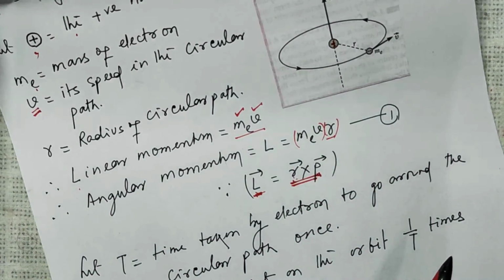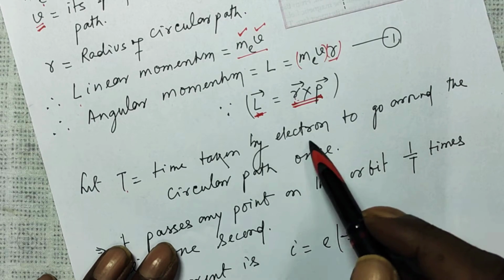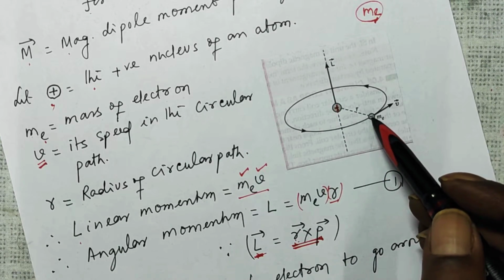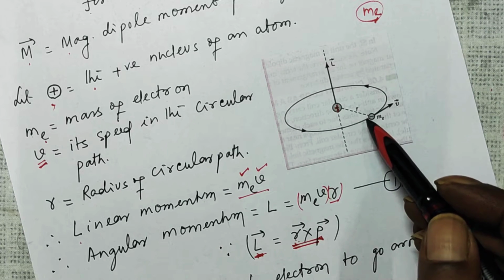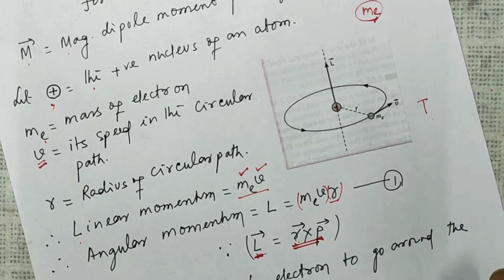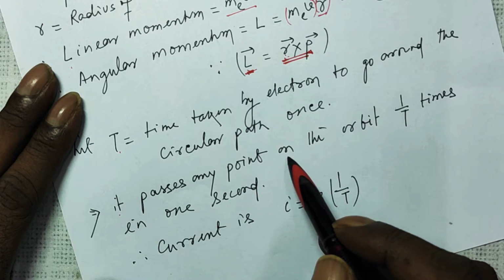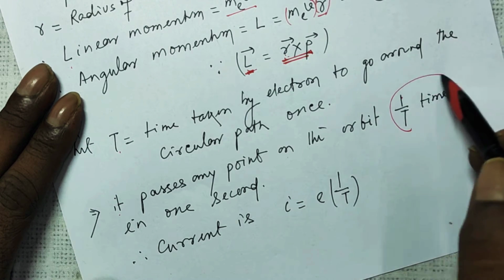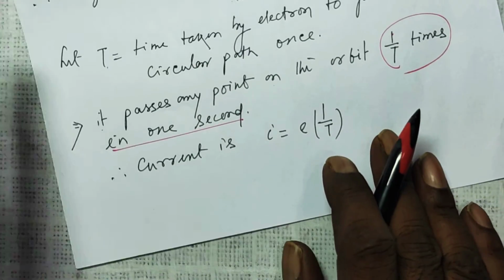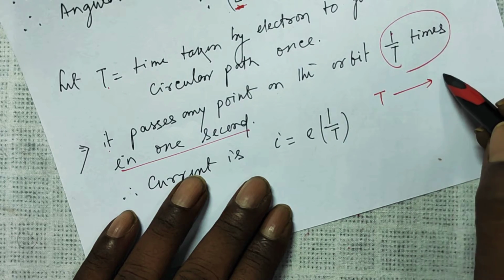Now let capital T be the time taken by the electron to go around the circular path once. For this electron to move around this circular path, let the time taken be capital T. Means in T time it makes one revolution. Means it passes any point on the orbit 1 by T times in 1 second. This is important to understand. In T time it is going once around it.